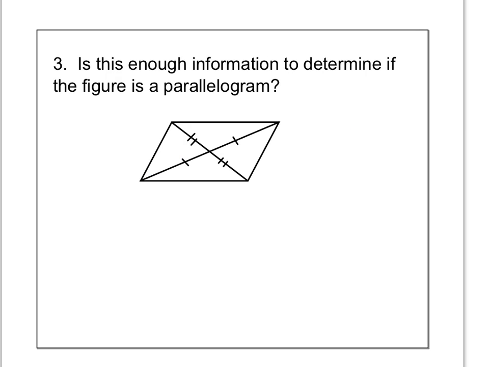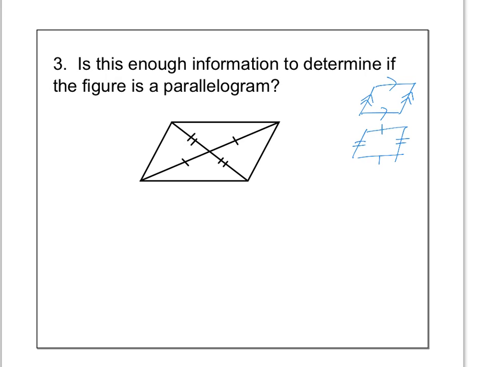Number 3, before you try these, I'm going to give you a quick review. There's 5 ways to tell if a quadrilateral is a parallelogram. The first way is if you have opposite sides parallel, so 2 pairs of parallel sides. The second way is if you have opposite sides congruent.